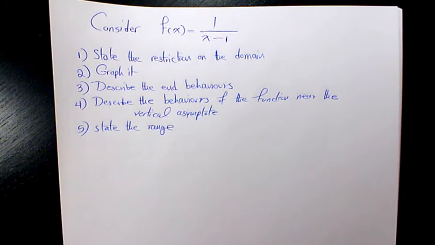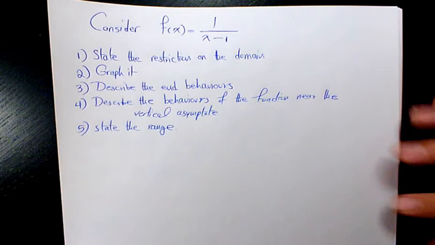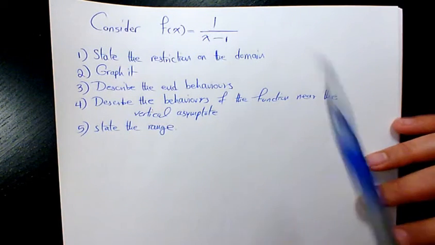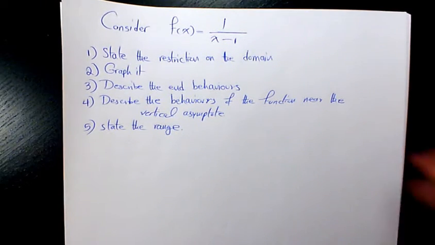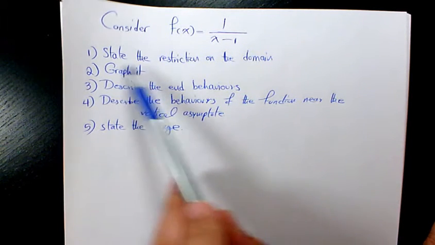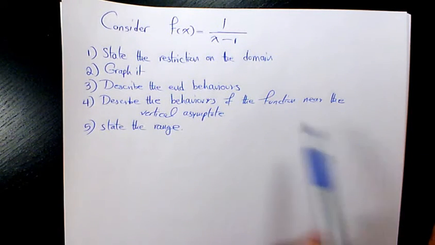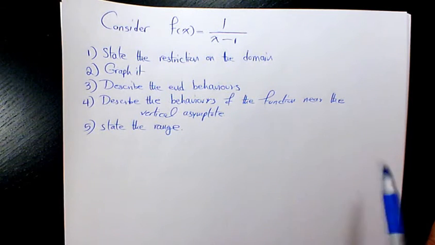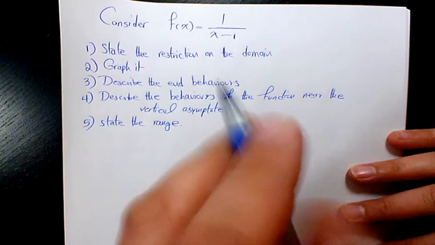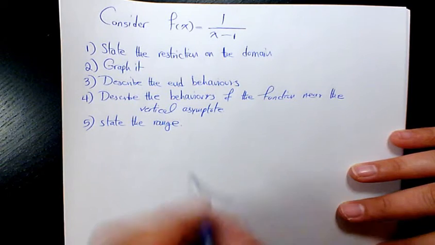Welcome to another video. In this video I want to talk about the function 1 over x minus 1, and I have 5 questions for this function. First one, state the restriction on the domain, graph it, describe the end behaviors, describe the behavior of the function near the vertical asymptote, and state the range.